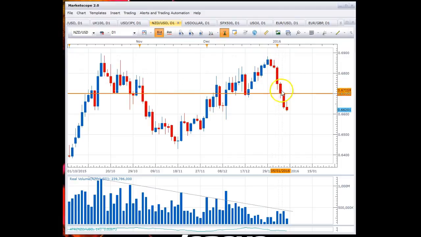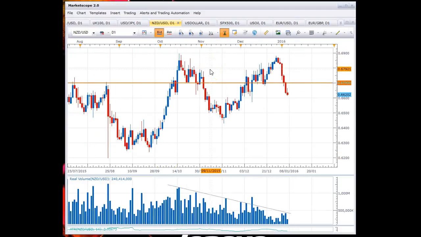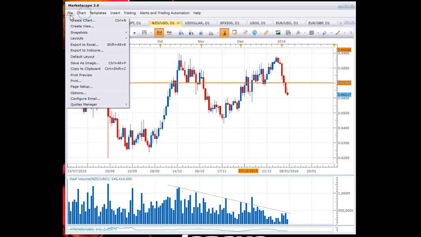Certainly this drop has been quite consistent. It's a 6-day straight drop from 69 to 66. That's kind of 300 pips, which for this pair is quite a big move. And of course, this has influenced other trading pairs. So the pound Kiwi is the one that I want to show you.